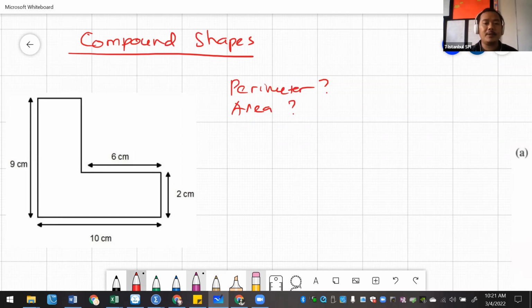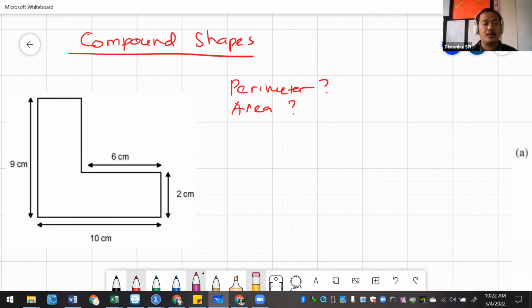So, for example, if I have a line in here, you don't really need to count that in the perimeter because it's inside, right? Or for example, I have another line over here. You don't need to include that into the calculation if you want to find the perimeter. So in conclusion, when we want to calculate the perimeter of a compound shape, something like this, you only need to focus on the outside of the shape.